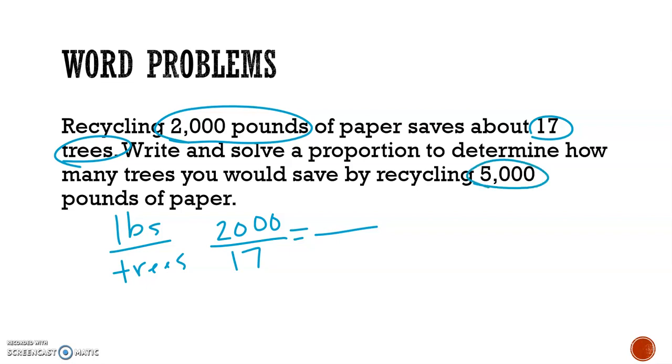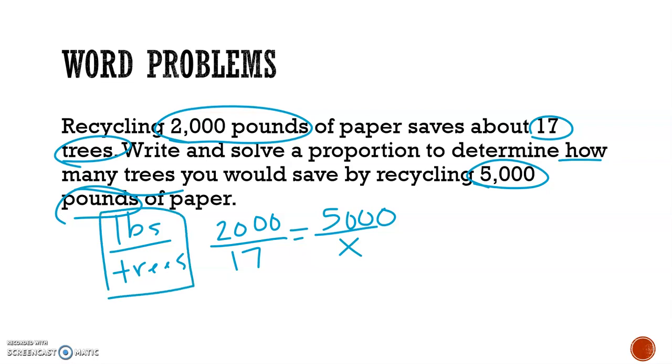And then my other number I have is 5,000 pounds. So I know it has to go on top because it is labeled with pounds. And the question is asking how many trees. So that's where my X is going to go. So using this little chart off to the side is very, very helpful to get in the habit of making. All right, so now that I have it set up, I can go ahead and do what we did on the other problems.